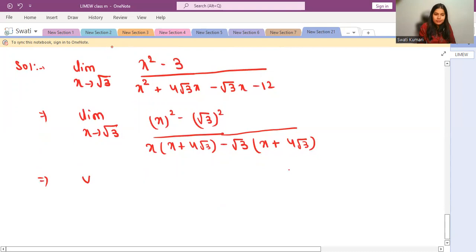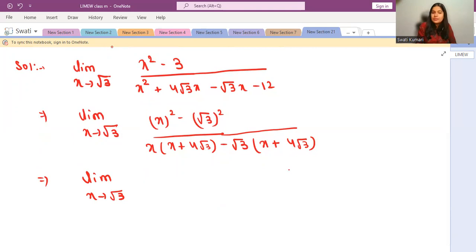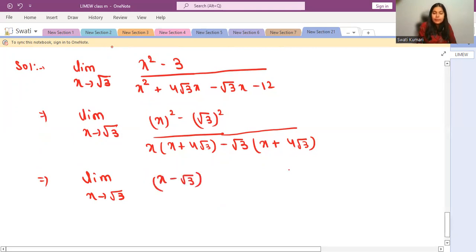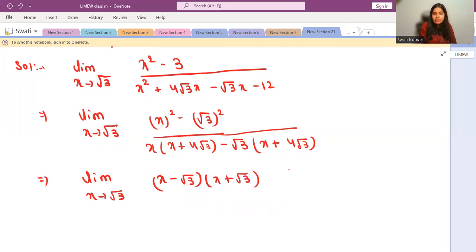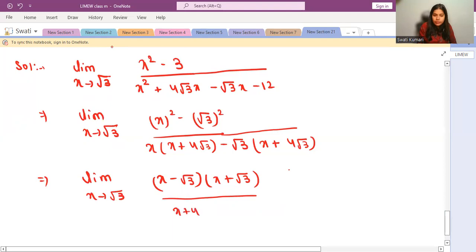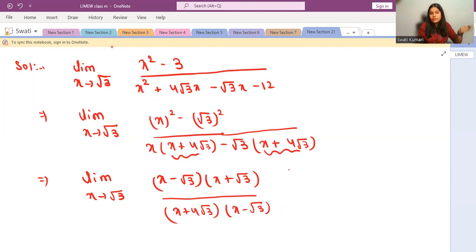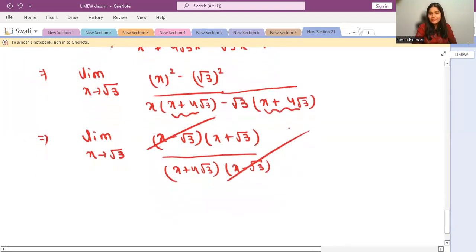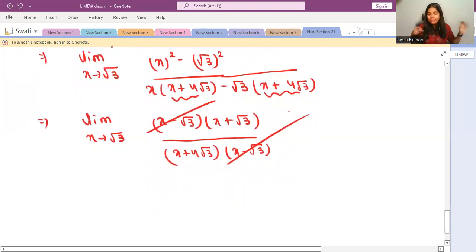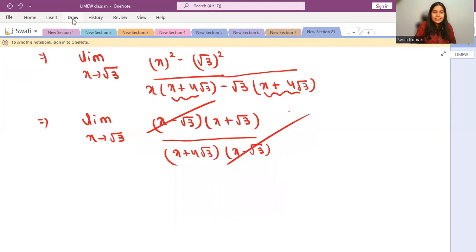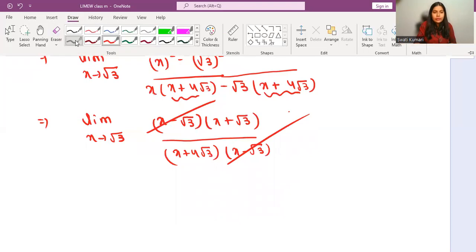Now we can write our final steps. Limit x tends to root 3. In the numerator, it's obvious we use the formula a squared minus b squared, which is a minus b into a plus b, which is x minus root 3, x plus root 3. And in the denominator, when you take x plus 4 root 3 common, we are left with x minus root 3, correct? See, x plus 4 root 3 is present in both, so we have taken that common and are left with x minus root 3. Now, of course, x minus root 3 cancels with x minus root 3. I love to cancel things when I get something like this; it's the most satisfying thing.